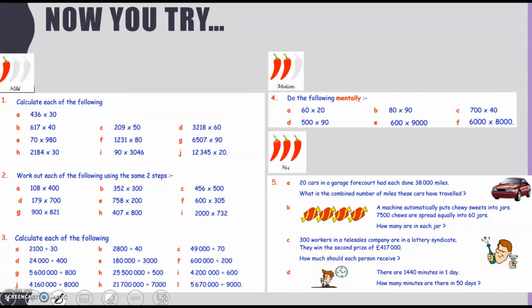Okay, to finish off today's lesson, I've set 3 different sections of work. You can see that there's chili ratings here for difficulty level. 1 chili is mild, so everybody should be able to do the first 3 questions. It's our basic timesing and dividing by our multiples of 10, 100 and 1000. Our medium chili rating is 6 examples of our mental calculations, so you should be doing that with no working, no calculator. Do it in your head.